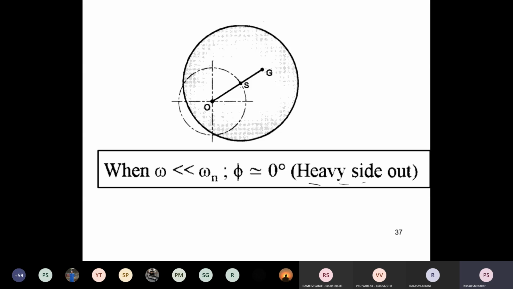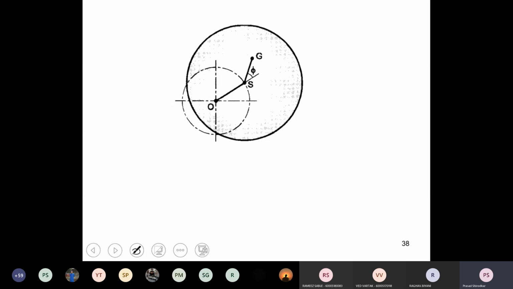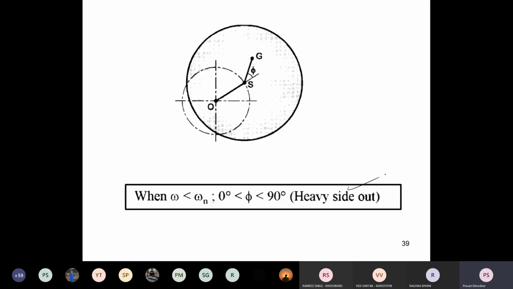Now we'll go on steadily increasing the speed. In this case omega is less than omega n, but it is not very less; the forcing frequency is not very low compared to the natural frequency. So in such a case, the variation of phi will be from 0 to 90 degrees. Again O, S and G: S is coming between O and G, so again this is a heavy side out.